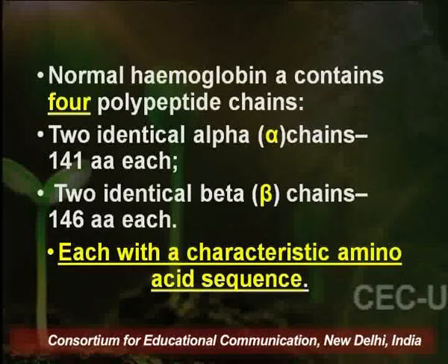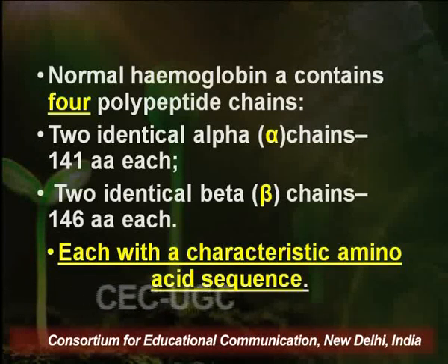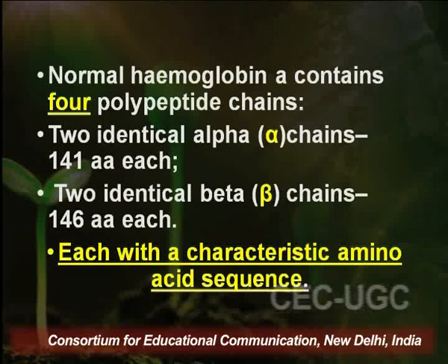He modified Sanger's technique, and he found out that yes, there was in fact a difference in the amino acid sequence. Just to give you a little recap of hemoglobin, hemoglobin itself is a multi-polypeptide protein. That is, it has 4 polypeptide chains. There are 2 identical alpha chains having, say, 140 to 141 amino acids each, and likewise 2 identical beta chains of 146 amino acids each.